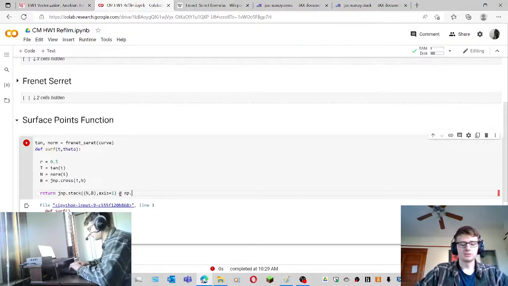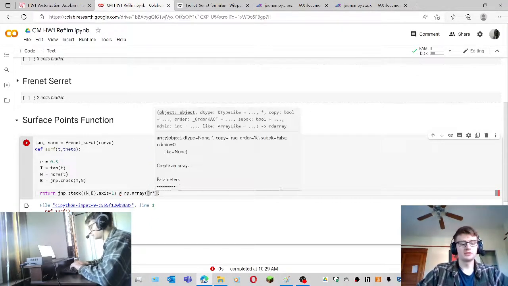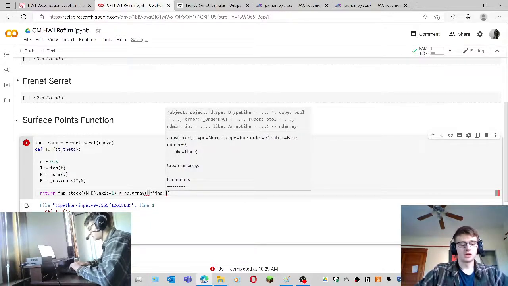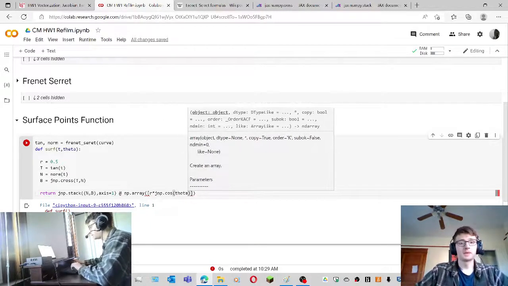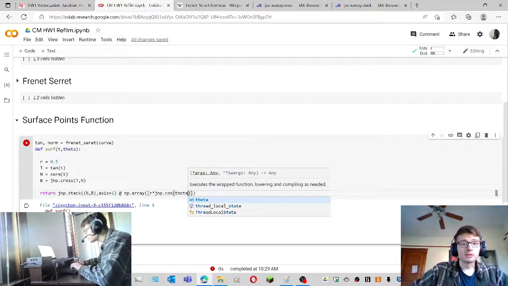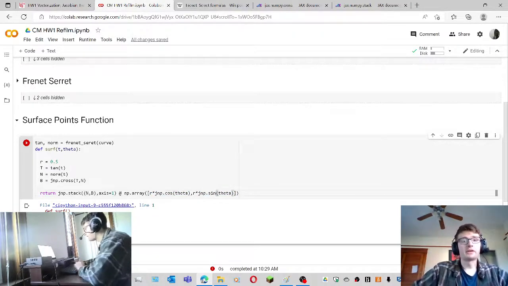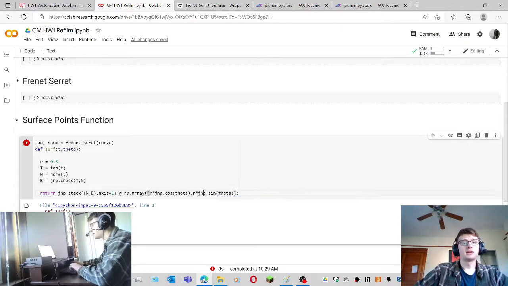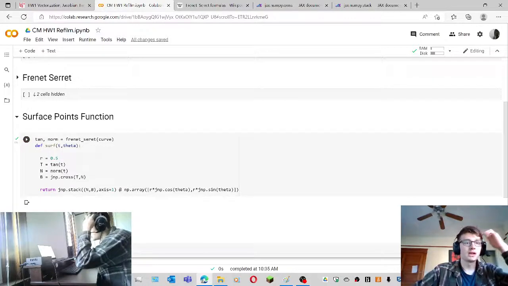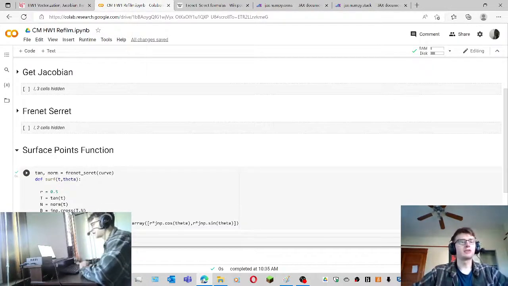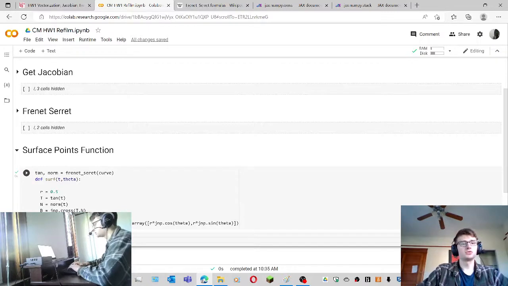I'll just say np.array, and say that the first array for the x value is going to be r times cosine of theta. And then, similarly, I might just go ahead and copy this, comma, paste, and then the y value is just going to be r times sine of theta. So with that, I think I have everything I need to go ahead and run the function. And this isn't entirely correct yet, but let me just go ahead and try to demo it with some points.